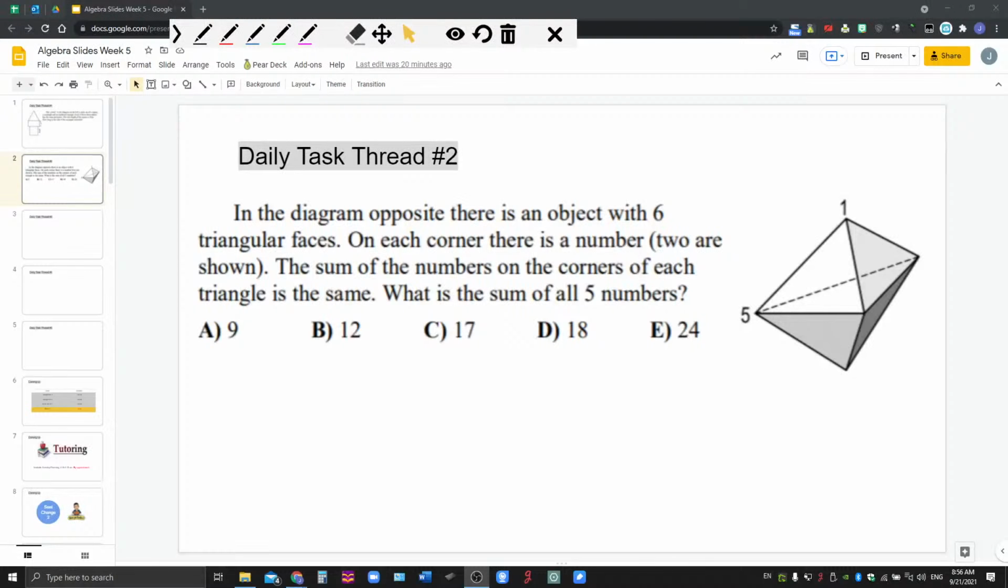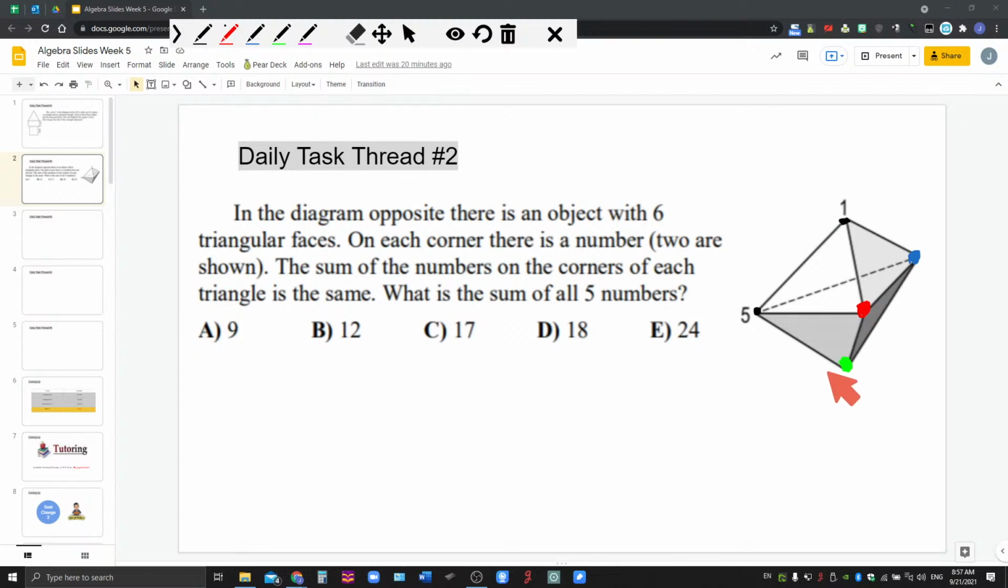Let's take a look at this question. In the diagram, there's an object with 6 triangular faces. On each corner, there's a number, and 2 are shown here. We have one corner here, 1, and the other one, 5. And there are also 3 other corners. Let me mark them. This one, and this one. Okay, we have 3 unknown numbers.